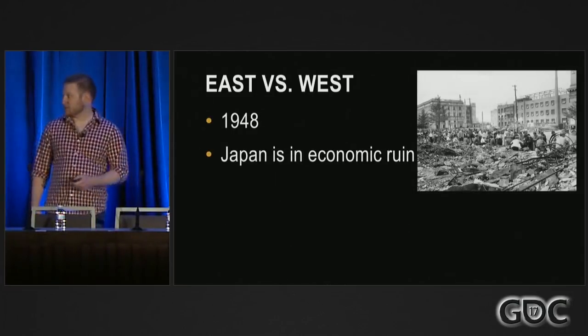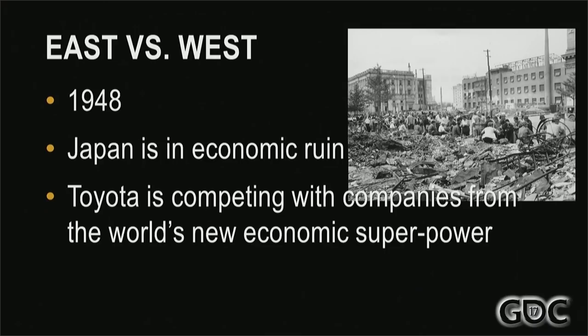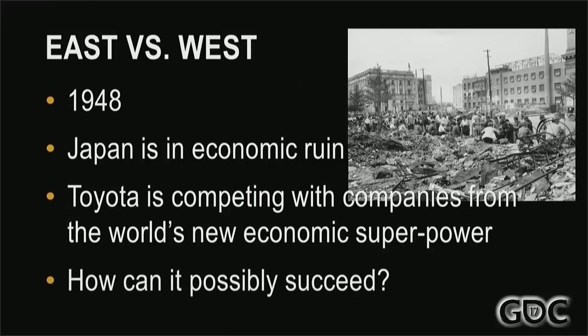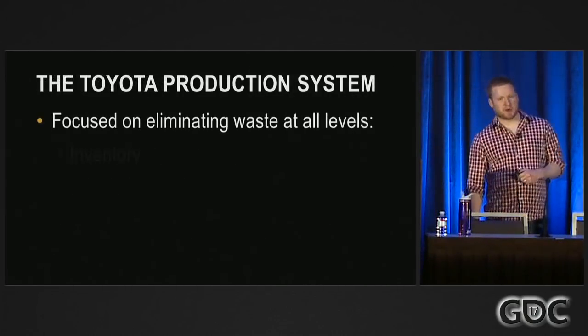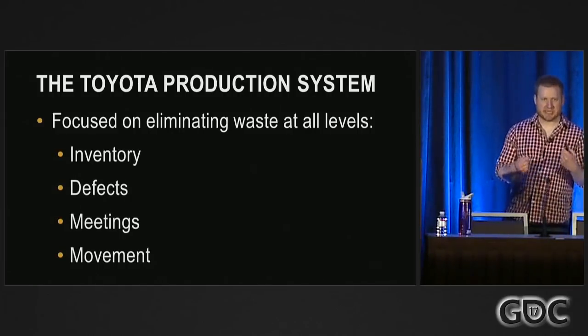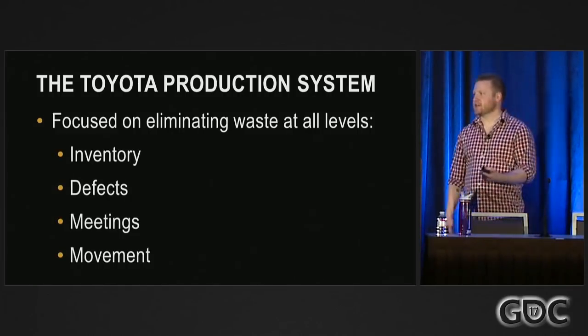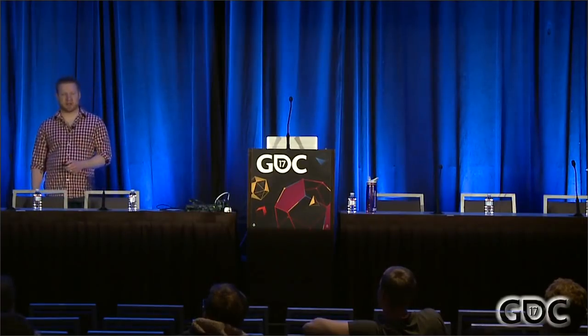Japan is still recovering from the Second World War, and a little company called Toyota finds itself competing with companies from the world's newest economic superpower, America. How can it possibly succeed? Necessity is the mother of invention. Toyota invented the Toyota Production System, and they focused maniacally on eliminating waste. Waste of inventory, defects, meetings, even movement. If you're somebody who puts doors on cars, they don't want you to have to move too far physically to grab the door and mount it. The net effect is that Toyota is now the world's largest car company and established a reputation for high quality. And TPS, Toyota Production System, came to be known more generically as lean production.